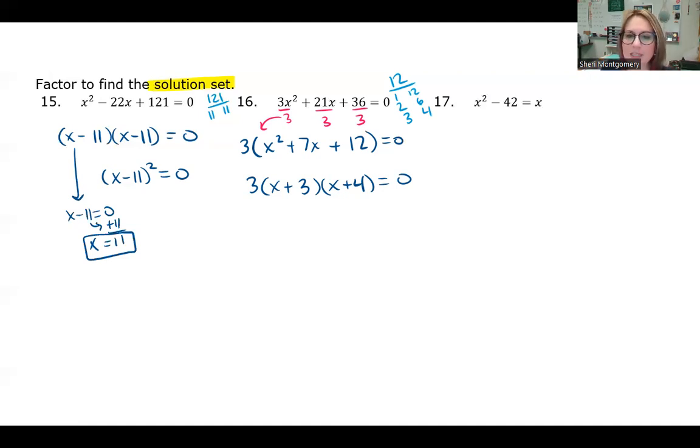For question 16, if I set each one of these equal to 0, you even have to set the 3 equal to 0, but what is 3 equals 0? It doesn't really matter, right? 3 equals 0, does that even make sense? So you can ignore that one because it will always be like that. So yes, my solution is equal to -3 and -4. I wrote them in not numerical order, but that's okay. Remember when you set them both equal to 0, they always become opposite.